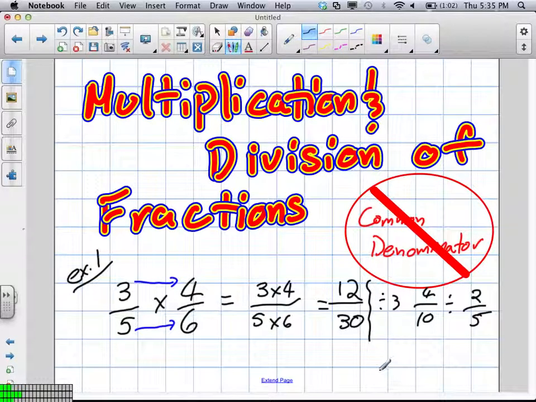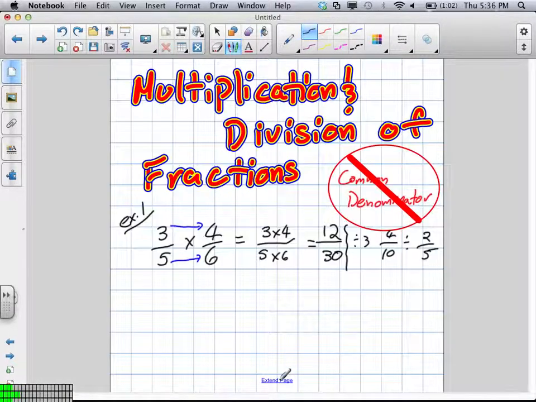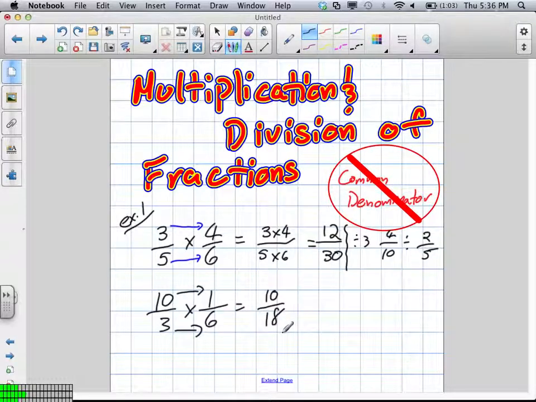Technically, that's an equivalent fraction for an answer. So let's try another one. 10 over 3 times 1 over 6. That's all it is? That's it for multiplication. So how do I multiply these two? What do I multiply? The top and the bottom, all of it. So what are we going to get? 10 and then 18. That's right. That's it for multiplication.